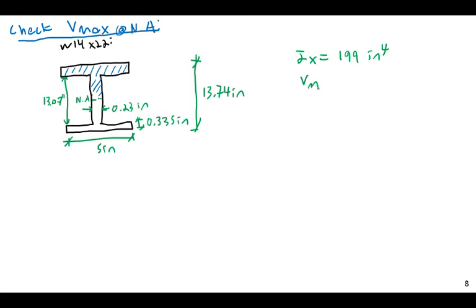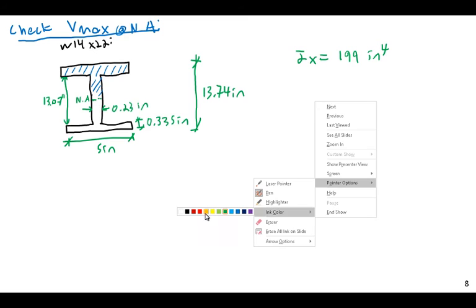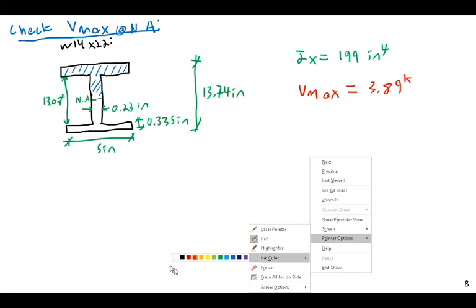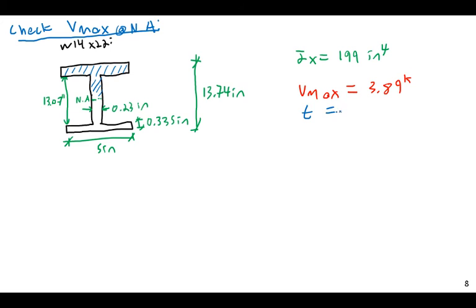Maybe I'll write this in red, because this is what we got from our shear and moment diagram. Vmax is 3.89 kips. And our t for our formula is going to be our web thickness, which is 0.23 inches. Remember in the shear equation we need the t. We're going to use the thickness of the section at the critical location. That critical location is the neutral axis. That is the thickness of the web, 0.23 inches.